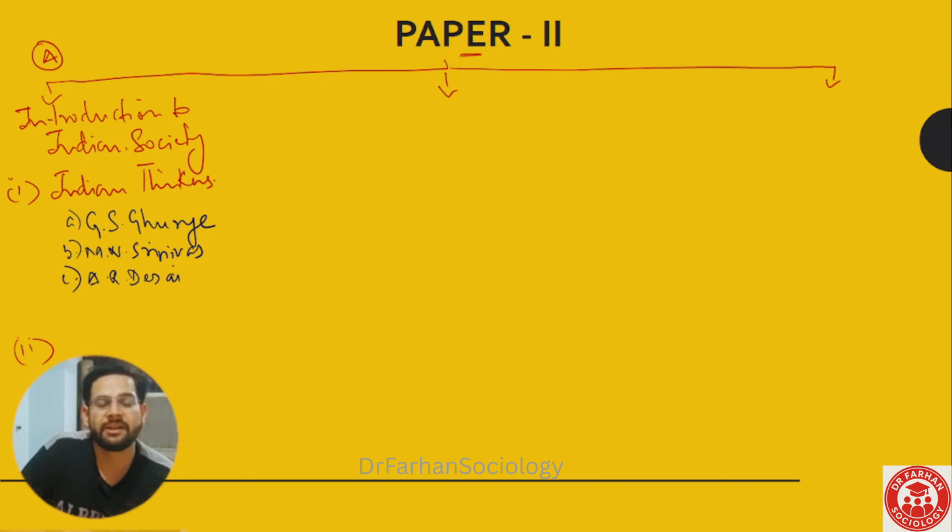You can consider him like the Indian Auguste Comte. Just as Comte started sociology all over Europe, in India it was actually brought by Ghurye. So there are three Indian thinkers that we are having. And who are these three thinkers? Ghurye, M.N. Srinivas, and Desai.